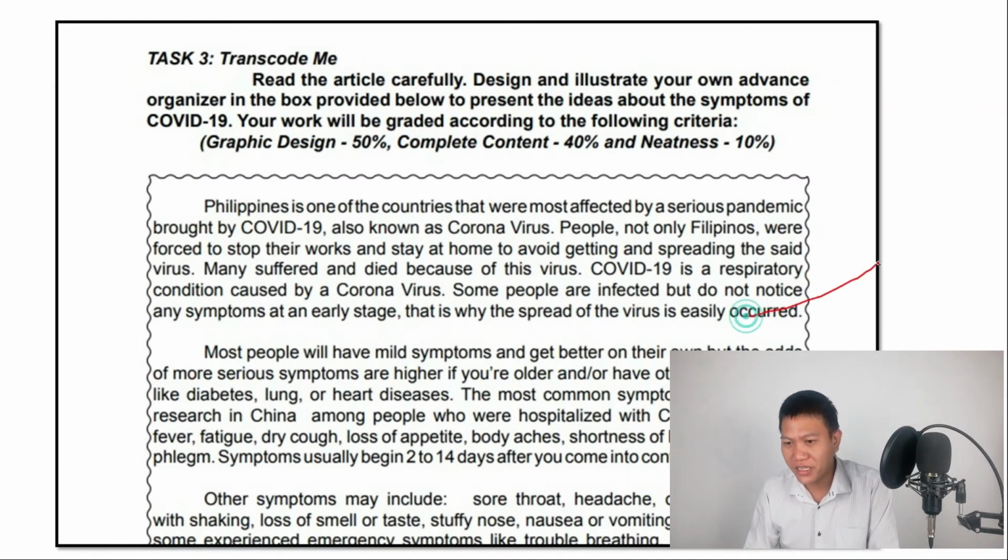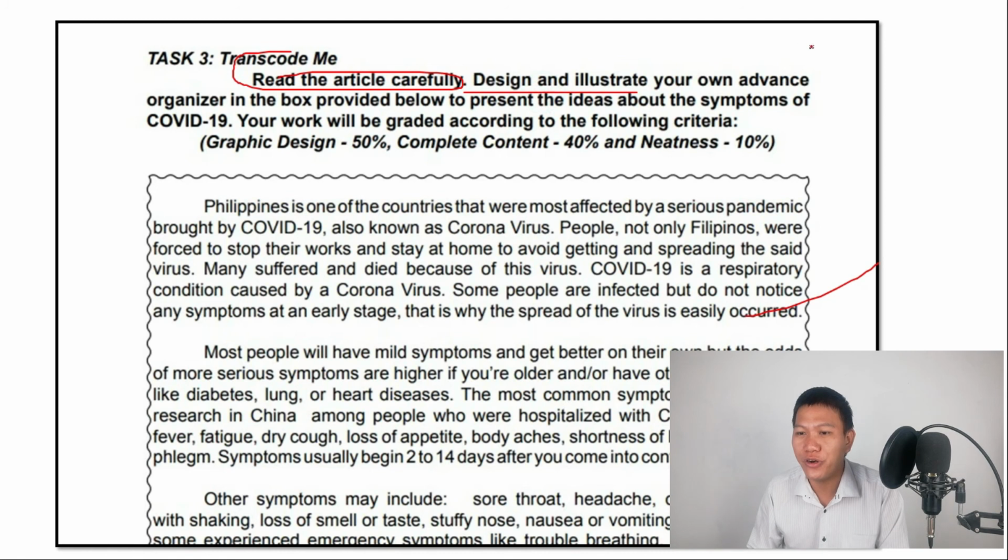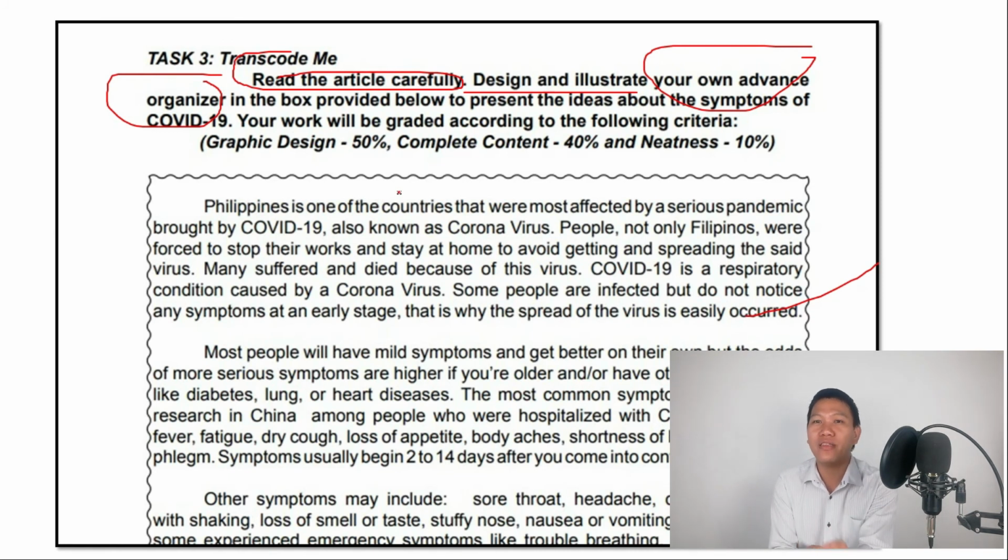Next. Transcode me, task number 3. There is another article below, so you have to read it carefully. And then you have to design and illustrate your own advanced organizer below. There is a box provided below, and that box is allotted for your own advanced organizer. So you have to think of your own organizer. You can use different shapes, different animals, or insects. Instead of spider map, you can use butterfly map, Carabao map, or whatever map you have in your mind. Okay?